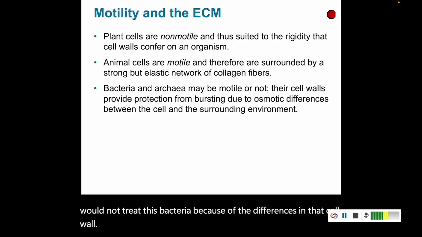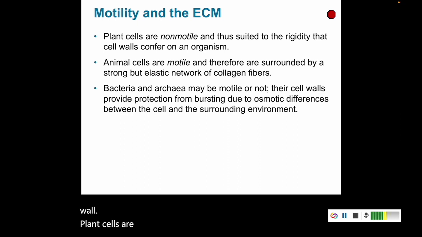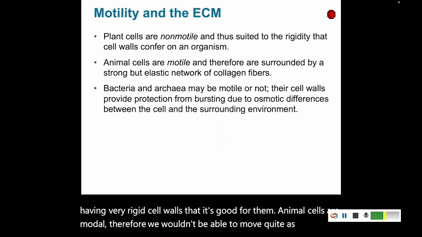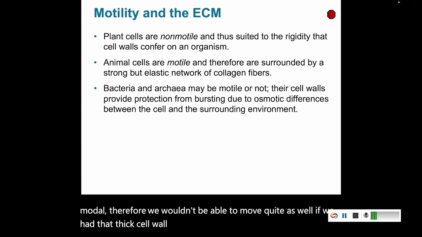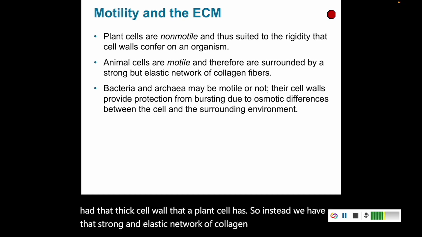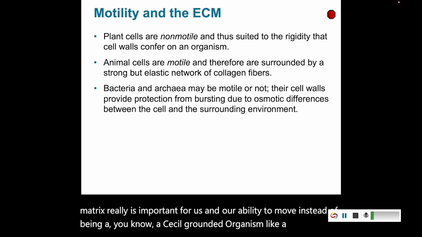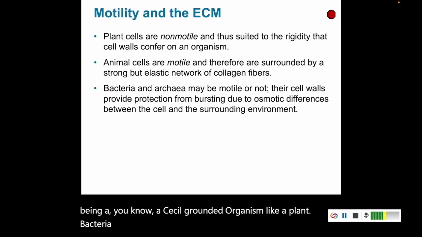Plant cells are non-motile. That means that they are suited to having very rigid cell walls, which is good for them. Animal cells are motile, therefore we wouldn't be able to move quite as well if we had that thick cell wall that a plant cell has. So instead we have that strong and elastic network of collagen fibers. So our extracellular matrix really is important for our ability to move, instead of being a sessile, grounded organism like a plant. Bacteria and archaea might be motile, they might not be.